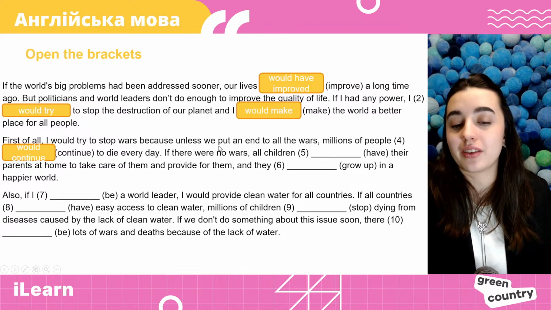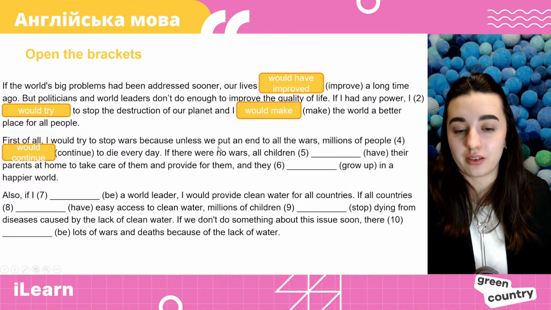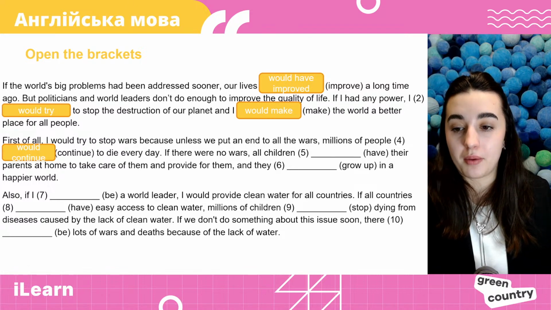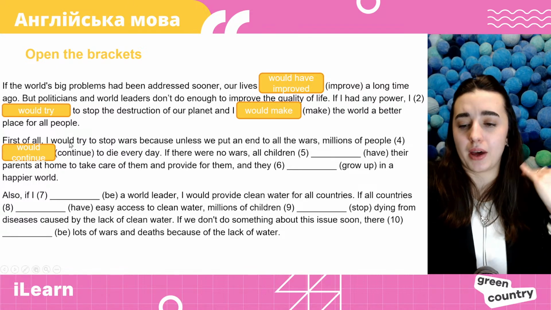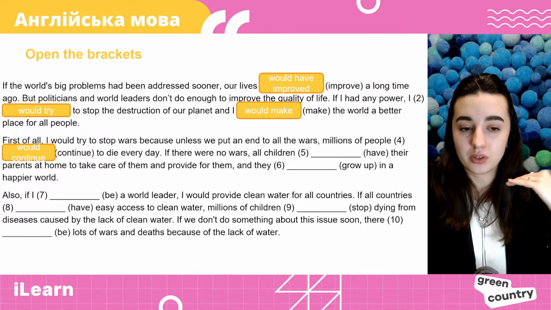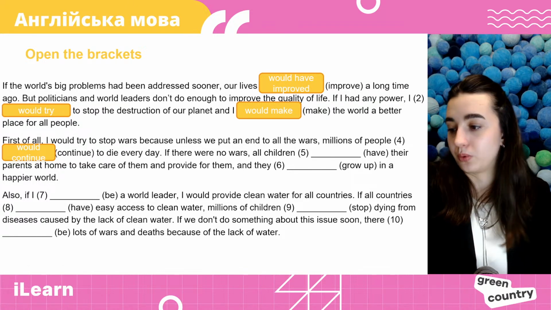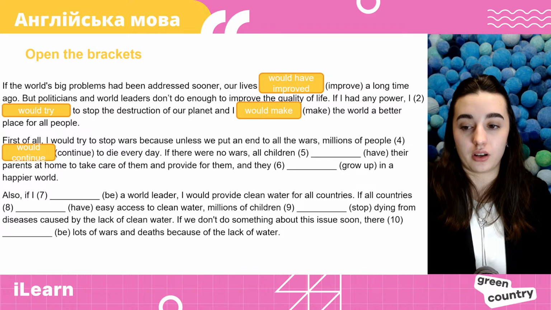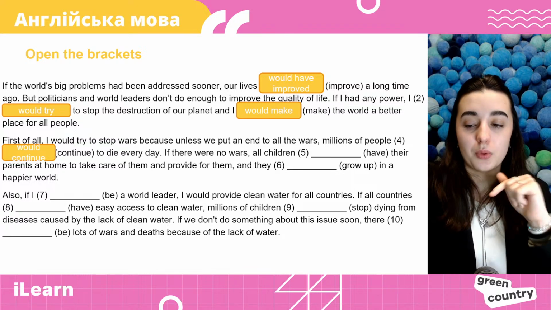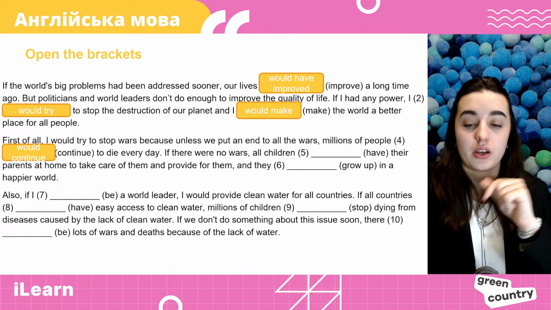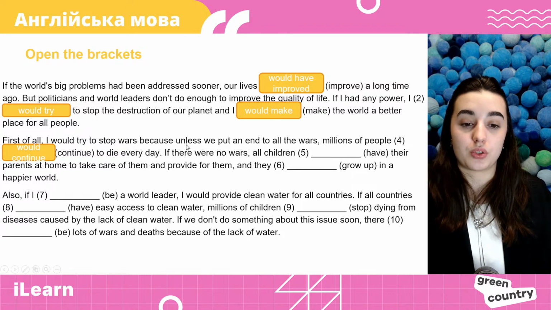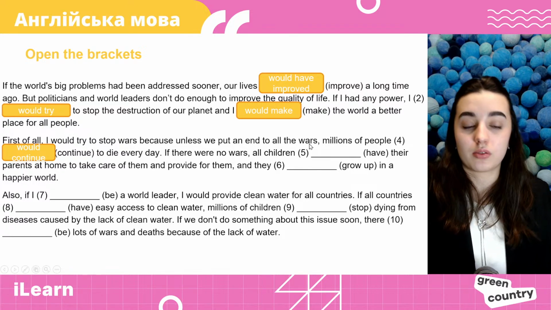Yeah, here you can think it's put like in the present, but here we already have with you would. It means that I imagine what I would do if I had some power. So here we have past. Here we have second conditional. Millions of people would continue to die every day unless we put an end to all the wars in the world.